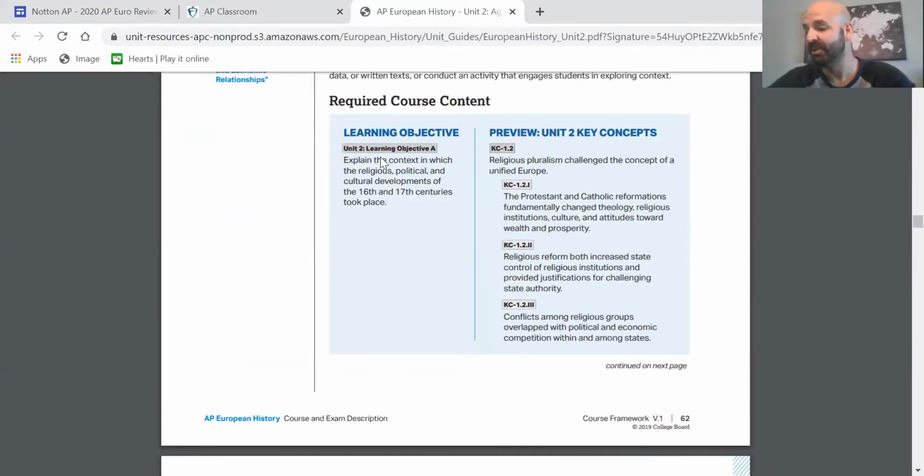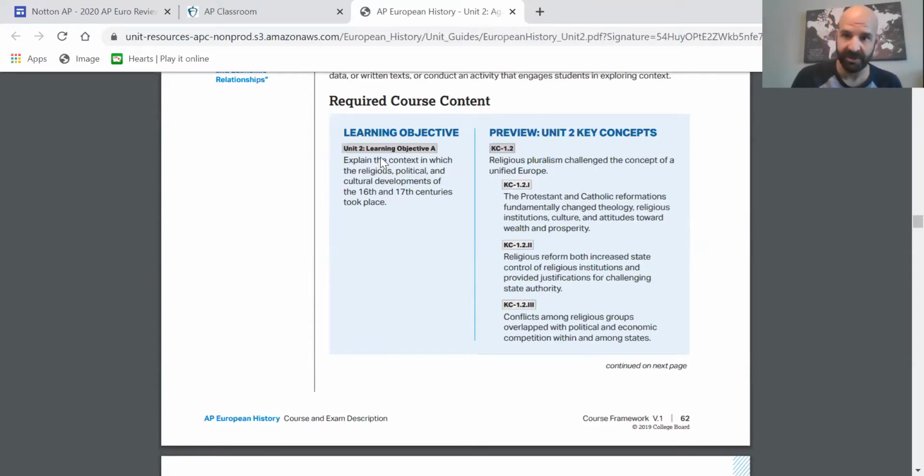So if we're going to start there, we should talk about what is going on before and then during the 16th and 17th centuries. Now, the big key concept that we're going to be talking about is religious pluralism will challenge the concept of a unified Europe. So let's start there. Prior to the 16th century, Europe was, for the most part, united under one Christian church, the Roman Catholic Church, headquartered in Rome. A common phrase for Europe was Christendom. Every major state was a Catholic state.